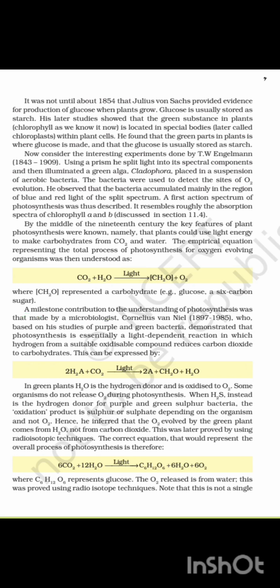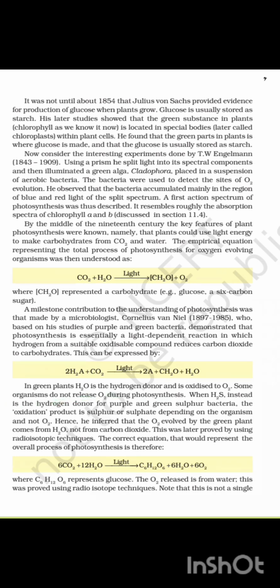A milestone contribution to the understanding of photosynthesis was made by a microbiologist, Cornelius Van Niel (1897 to 1985), who, based on his studies of purple and green bacteria, demonstrated that photosynthesis is essentially a light-dependent reaction in which hydrogen from a suitable oxidizable compound reduces carbon dioxide to carbohydrates. This can be expressed as: in green plants, water is the hydrogen donor and is oxidized to O2.